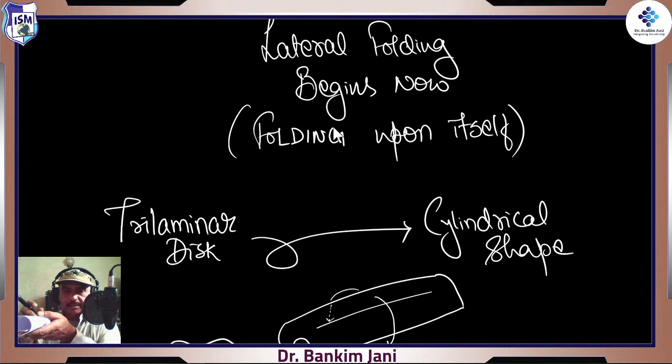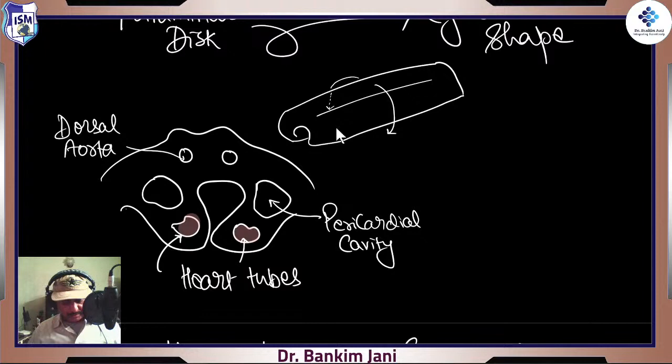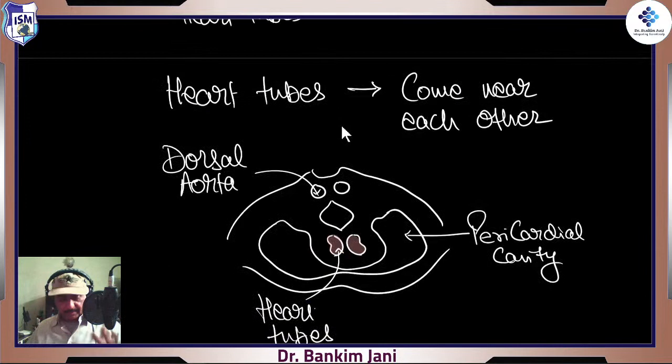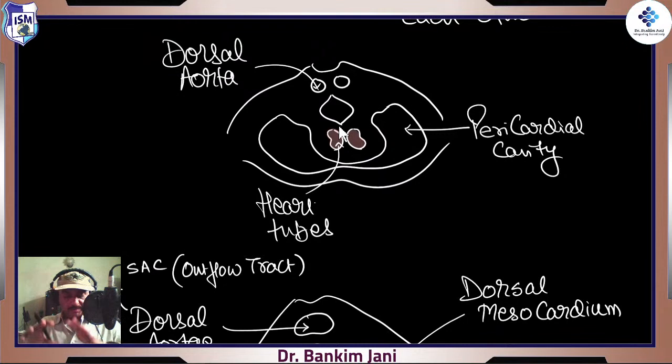So if there are two structures present over here, those two structures will come near, right? That's what is happening here. These heart tubes, which were far, have now come near to each other. Meantime, that pericardial cavity is becoming bigger. Finally, those heart tubes come near each other and then they meet. Similarly, the pericardial cavity also becomes bigger and they also meet. So the pericardial cavity becomes a single chamber. Heart tubes are now lying next to each other, and above that, the openings of the dorsal aorta are also near to each other.